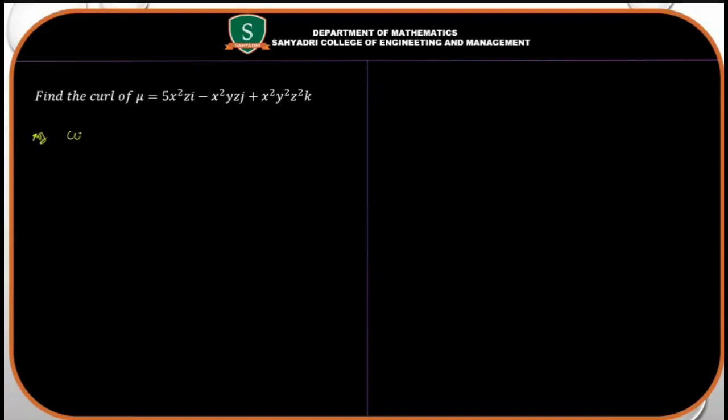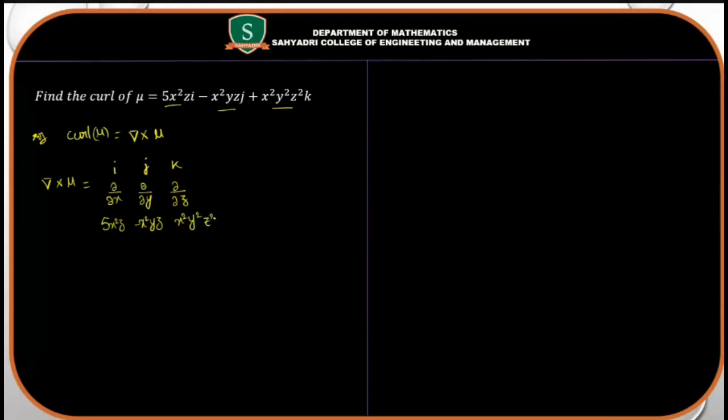Solution, that means curl of mu is equal to del cross mu. Let us see what del cross mu is equal to: i, j, k, dou by dou x, dou by dou y, dou by dou z. Next you have to write these terms: 5x square z, next minus x square yz, next x square y square z square. Find the determinant for this.